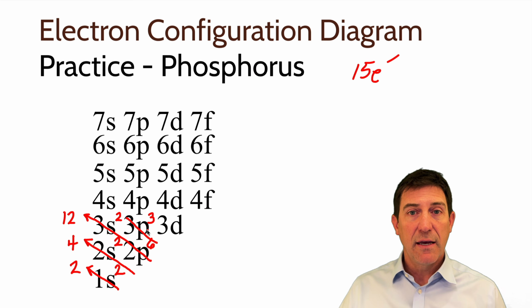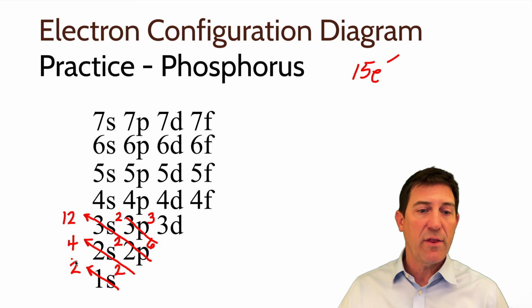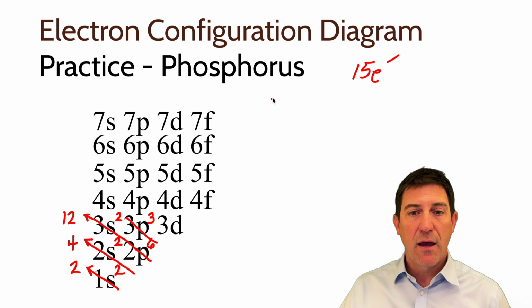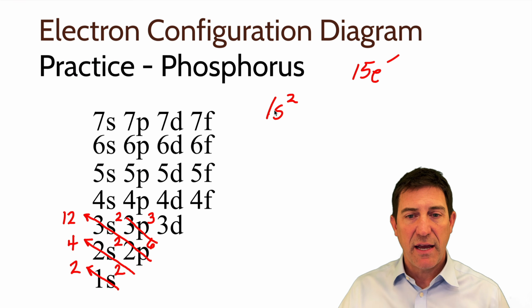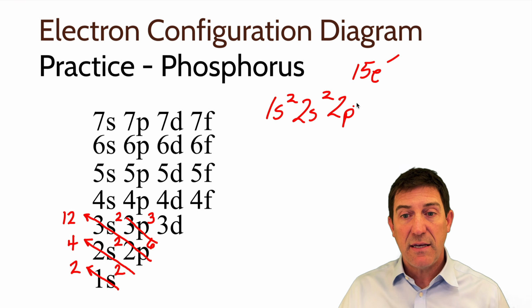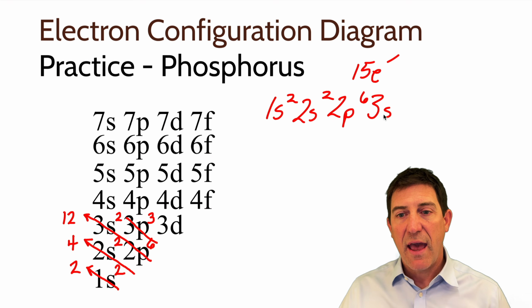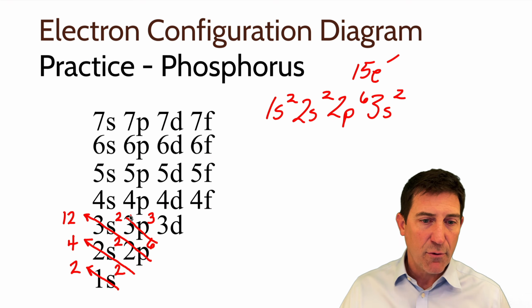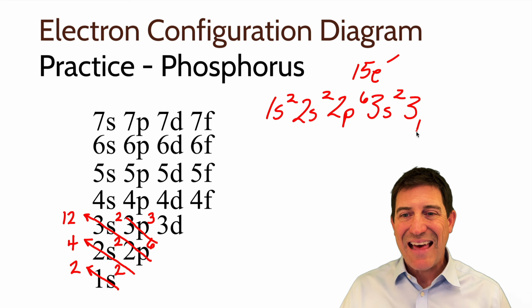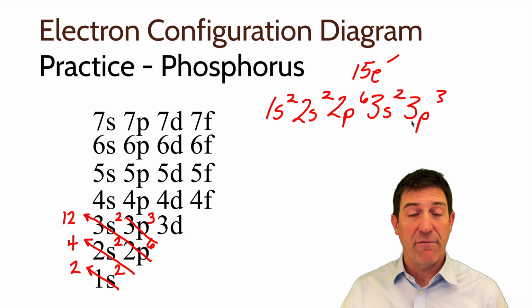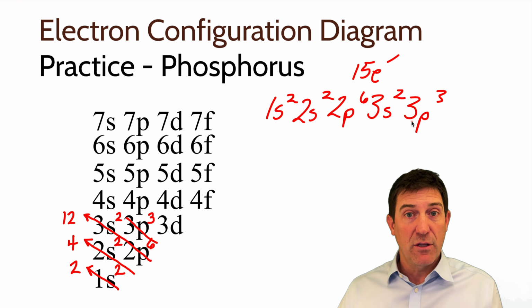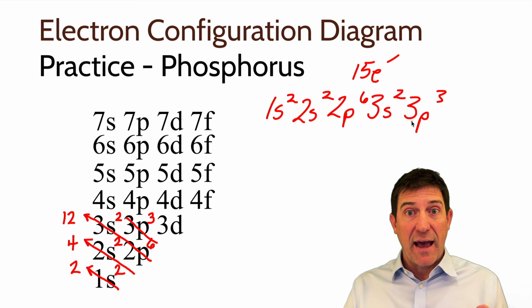Now here's the thing. Let's write it out in the order that we drew the lines through it. We have 1s2 right here. The next line, 2s2. The next line was 2p6. The next one, 3s2. And finally, 3p3. That's the exact same electron configuration we got when we used the boxes in the orbital diagram.